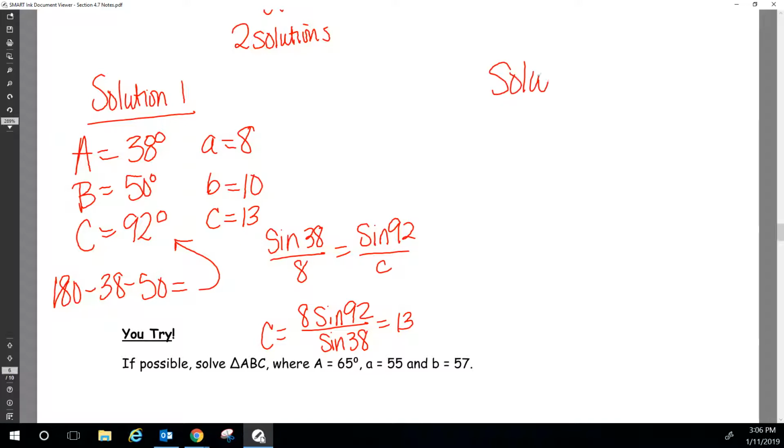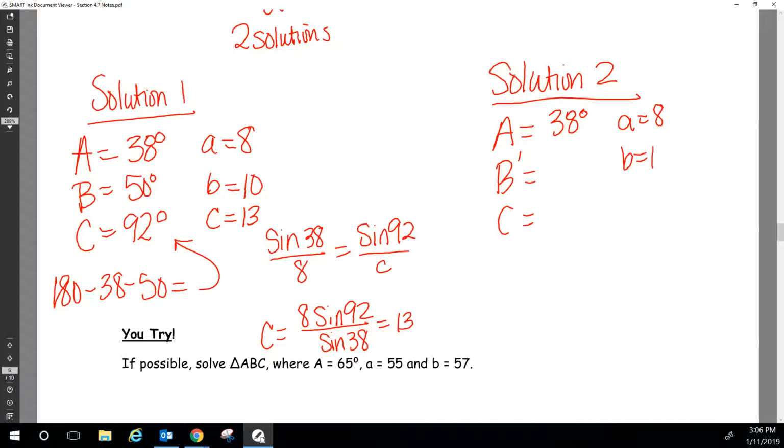Solution 2 is when that B angle is obtuse. So remember, we start by writing the information they gave us, 38 degrees. Little a is 8. Little b is 10. This time to find our B prime, we take the acute angle that we got in solution 1 and we subtract it from 180. So 180 minus 50 is 130. That gives us B prime for our angle that is obtuse.